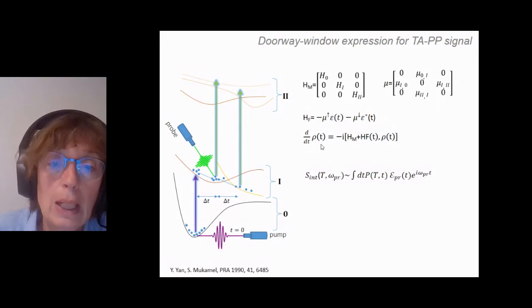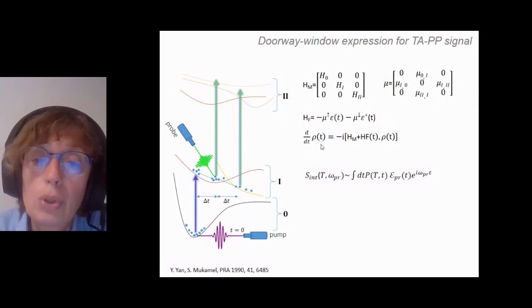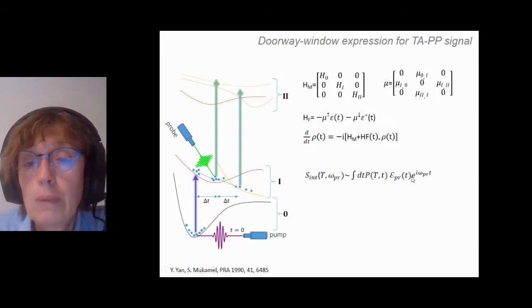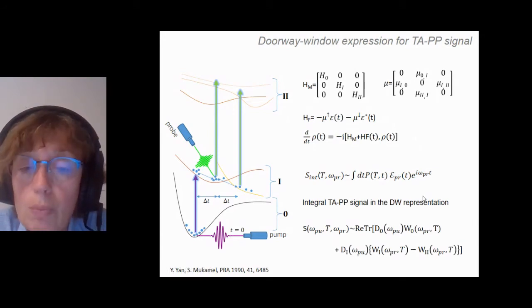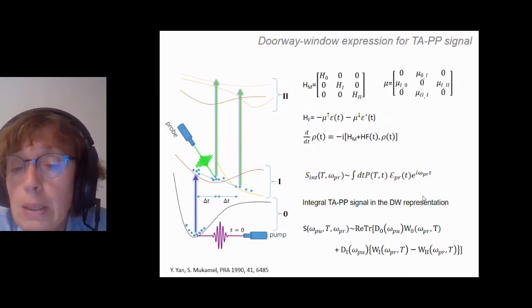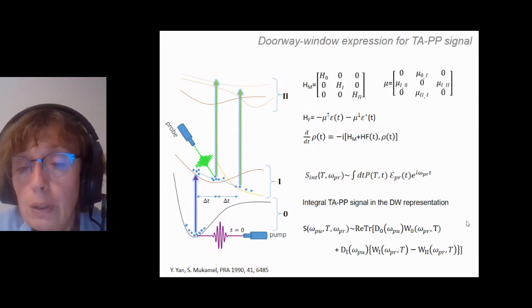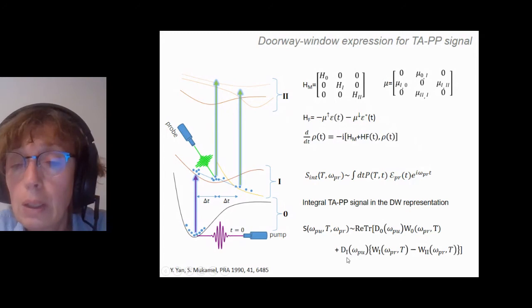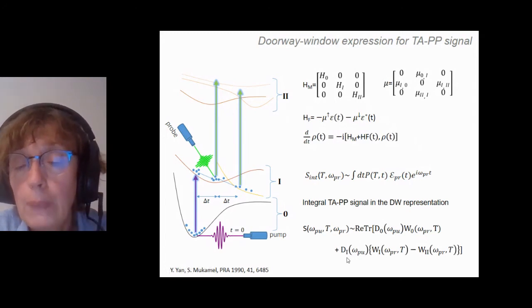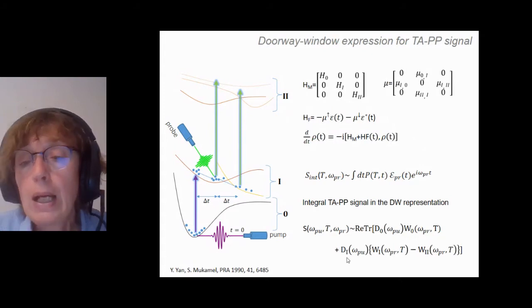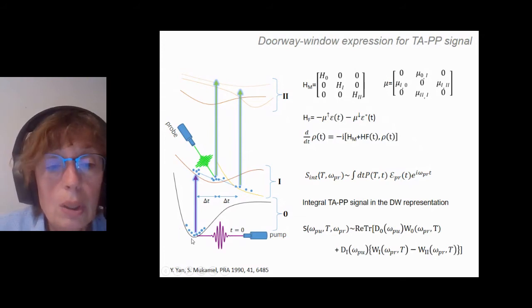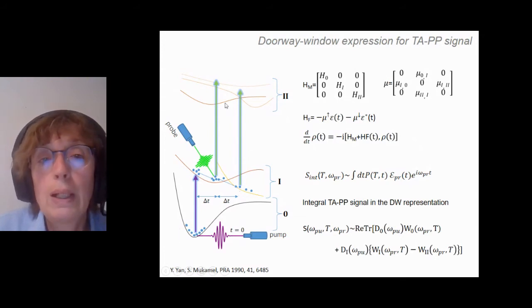Okay, this is the dynamics, and then the signal is given in terms of the third-order polarization function for a given time delay t, and this is the carrier frequency and envelope of the probe pulse. In the doorway Wigner representation that was introduced by Mukamel some 30 years ago, the signal is given as a trace over the doorway operator. The doorway operator D, D1, D0, and D1 are the ones that create the hole in the ground state and the electron density in manifold one. Then the propagator of the field-free system, and the window operators that detect the hole in the ground state, the electron density in manifold one and in manifold two.